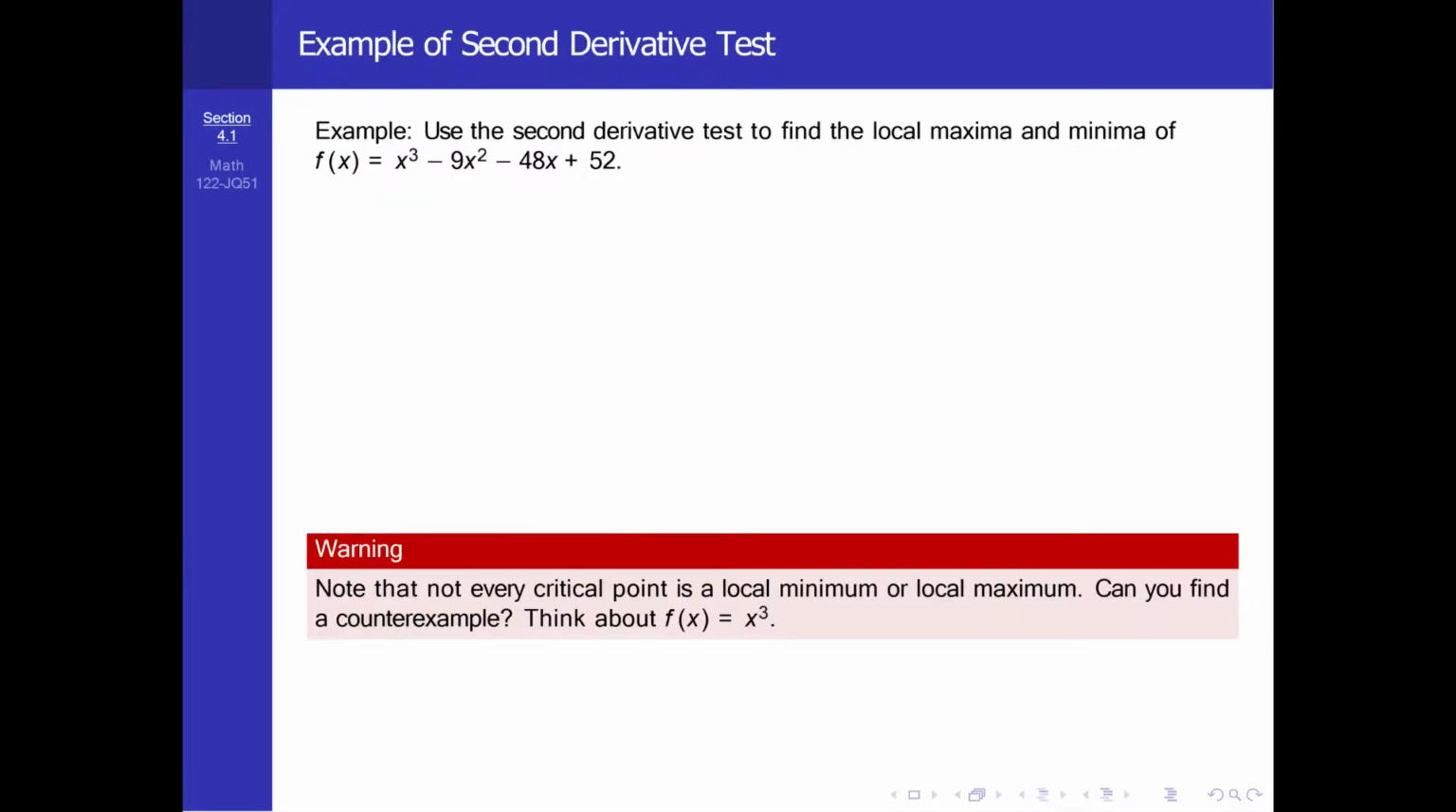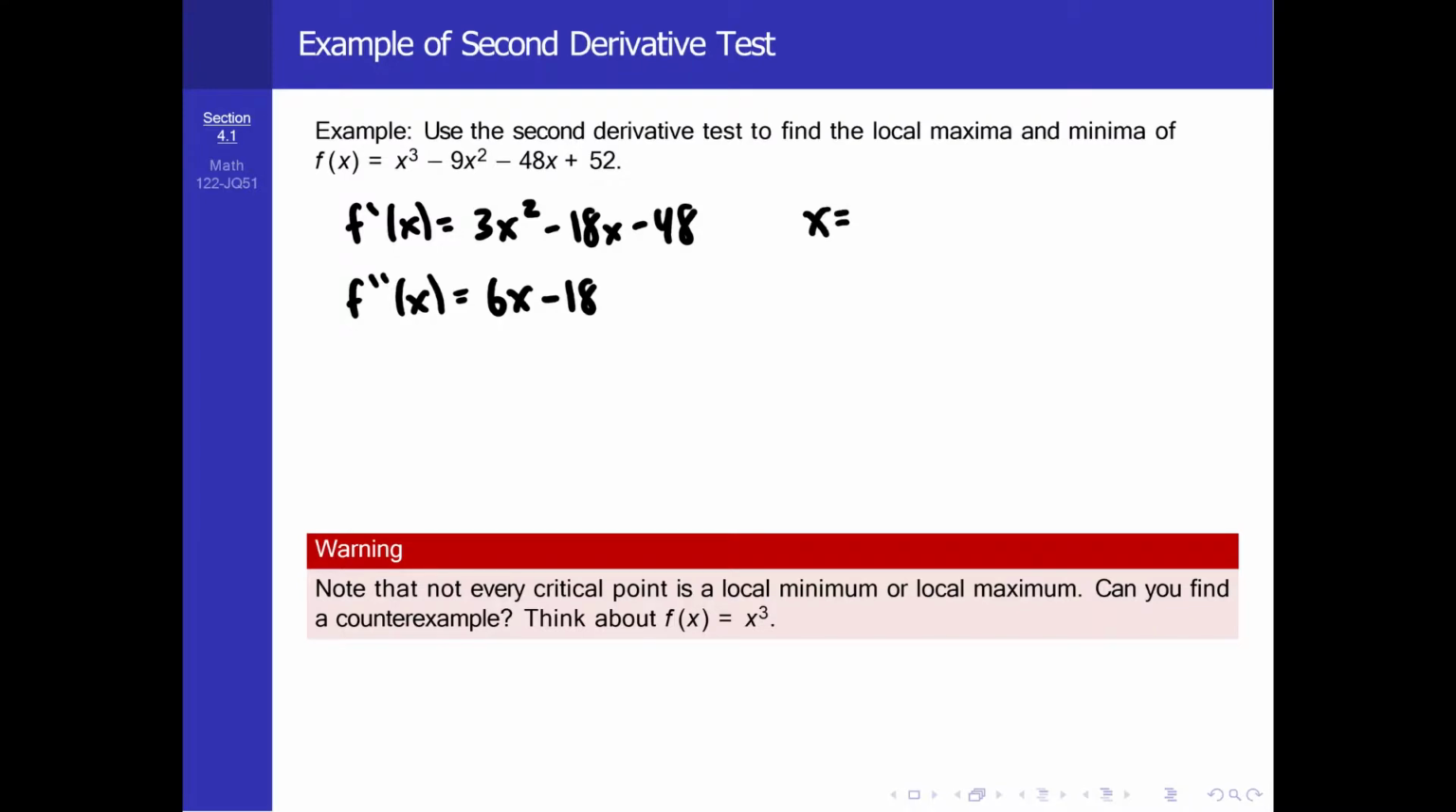Okay, so here's an example using the second derivative test. We have this function that we started with at the beginning, and I'll take the derivative again. It is 3x squared minus 18x minus 48, and I'll take the second derivative. It is 6x minus 18. And we found the critical points at the beginning. They were x equals 8 and x equals negative 2.